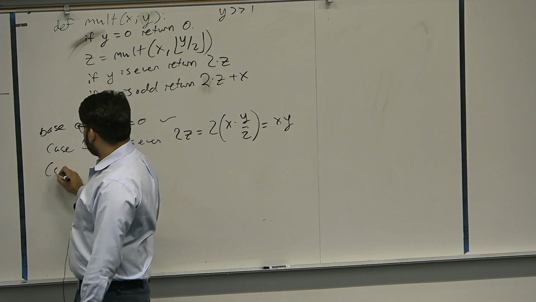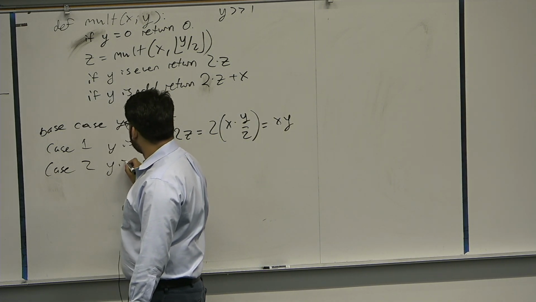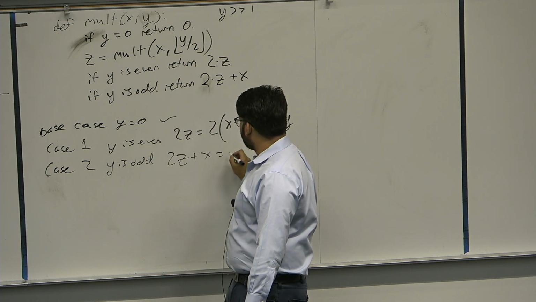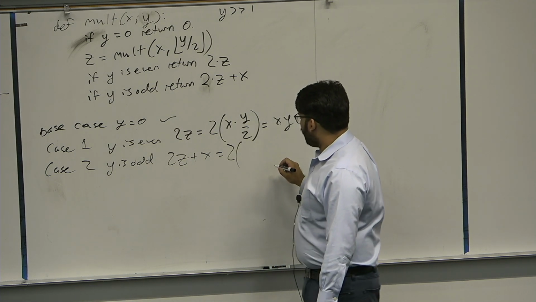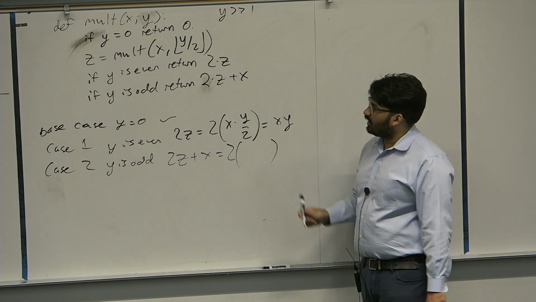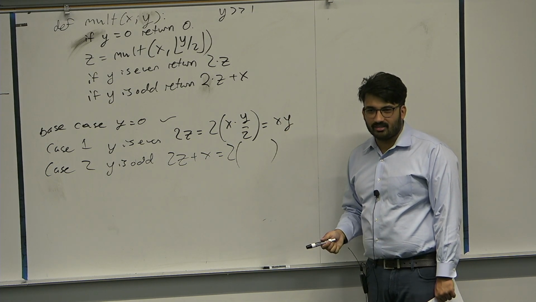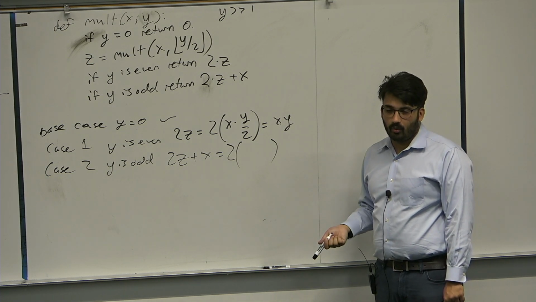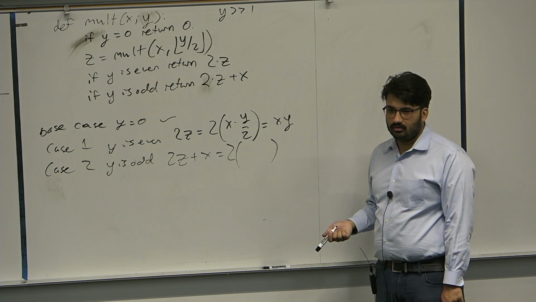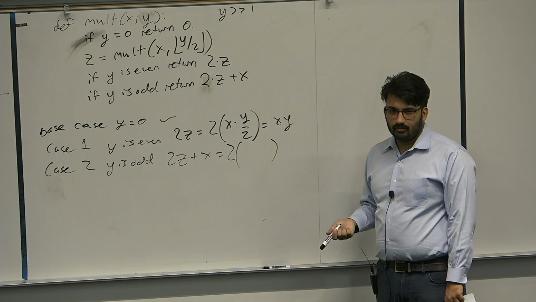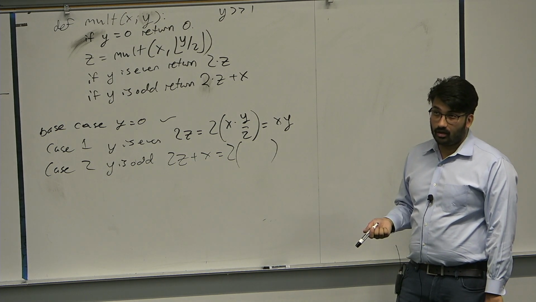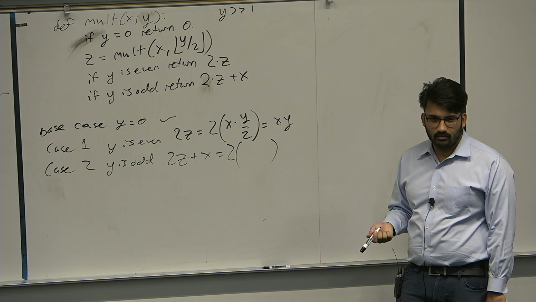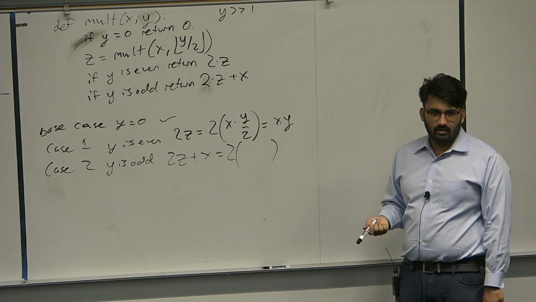Case 2, y is odd, then 2z plus x is equal to 2 times, what is the recursive call returning if y is odd? What is the floor of y over 2 if you know that y is odd? 3, the floor of 3 divided by 2 would be 1. So that'd be y minus 1 over 2.